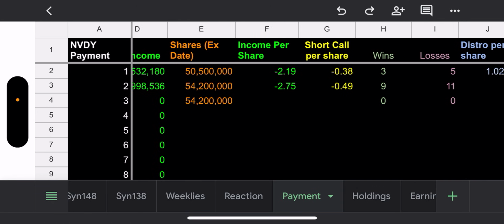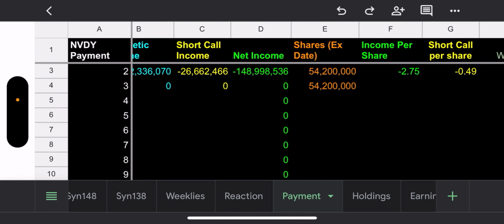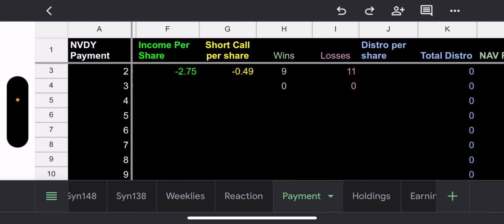Whatever. So in the end, here's the final tally. Synthetic income, 122 mil. Short call income, 26.6 mil. That's a net income of 148 mil. That's a net income per share of 275. So will they pay $1.55? Will they pay $2? Whatever, man. They could do either or. So last month they paid $1.02, which that's the only reason I wouldn't give them $2. If they paid $1.50 last month, I'd probably give them $2 this month. But they seem to be holding back a little. But again, who knows? We'll see.